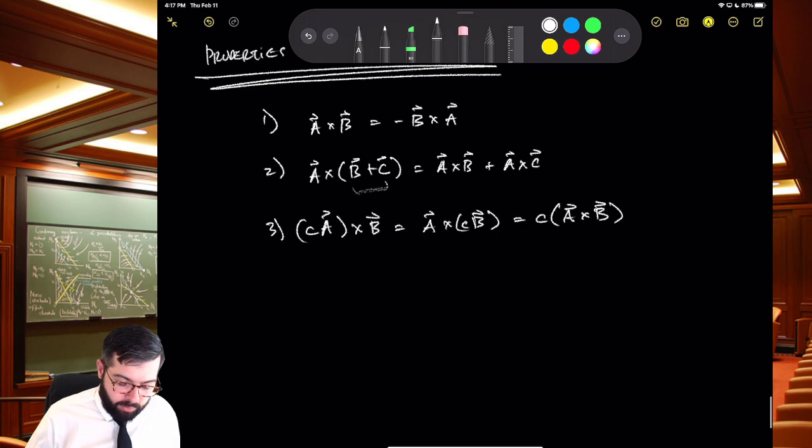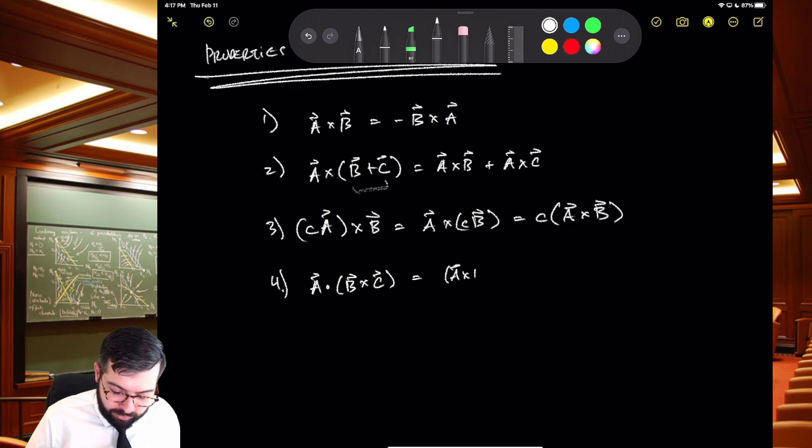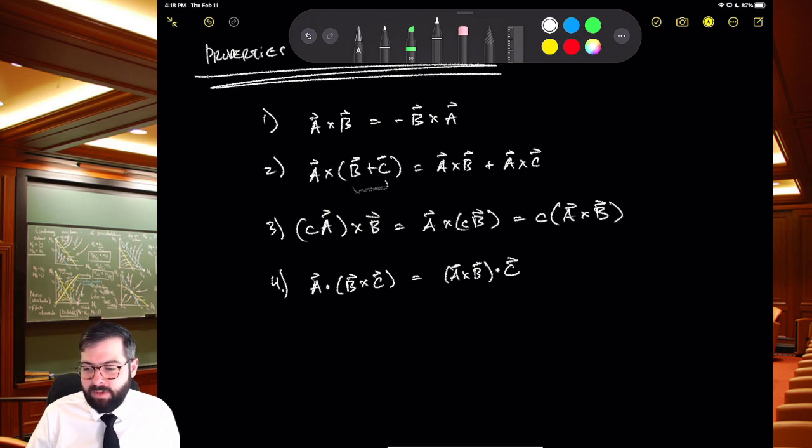And here's a weird one, which if you want to chase down, enjoy. Which is that A dot B cross C is the same as A cross B dot C. Now that is not obvious at all, okay? But I'm writing it here in case it comes in handy. And it'd be fun to just chase down the algebra too.